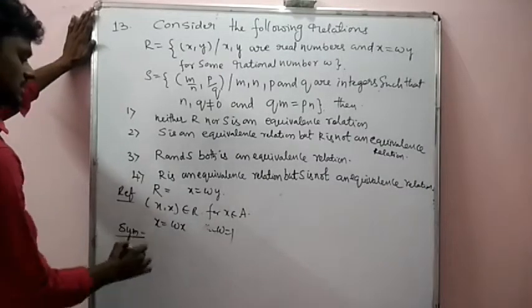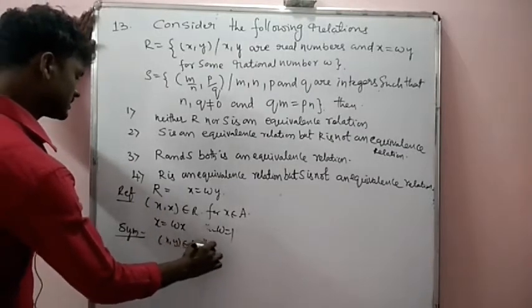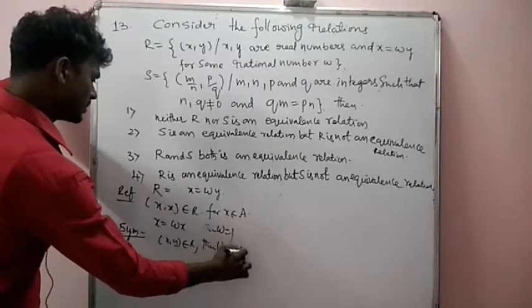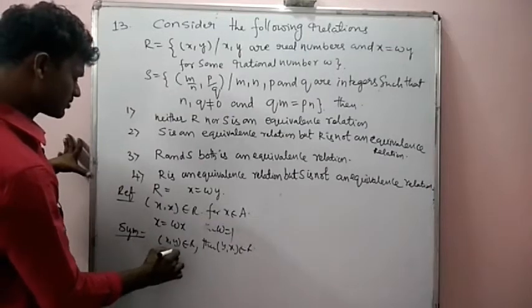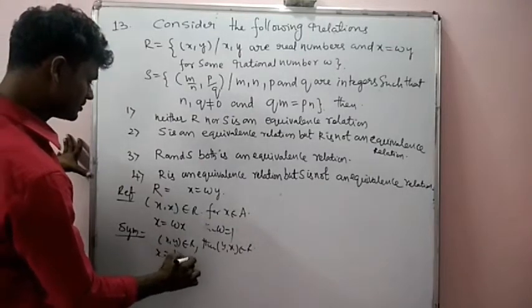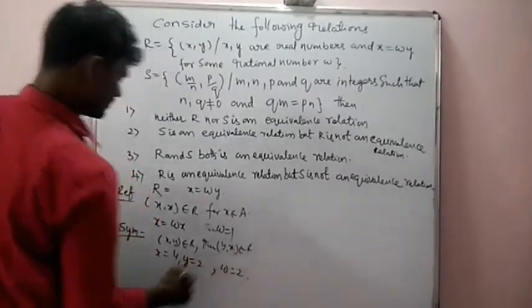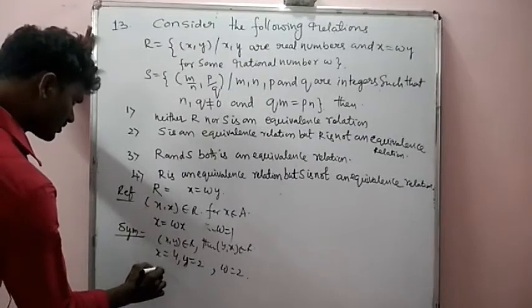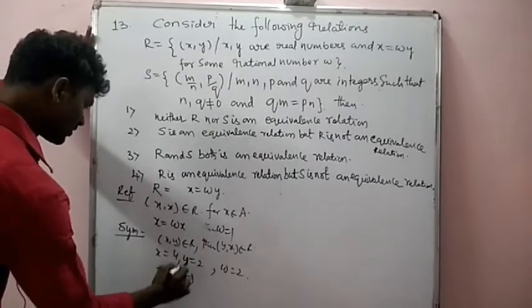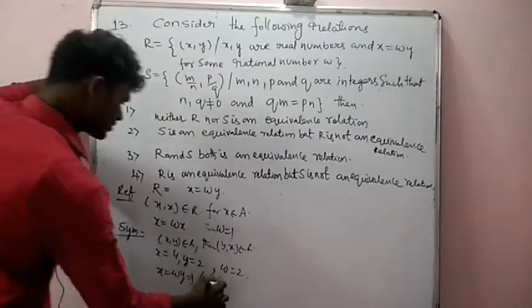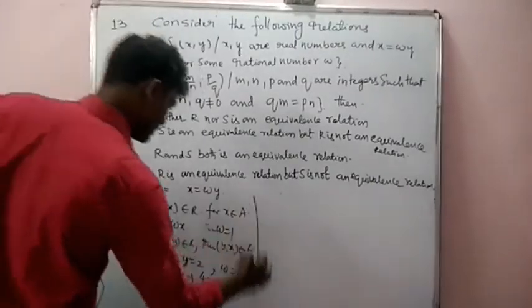Next, symmetry we have to check. It means that if (x, y) belongs to R, then (y, x) belongs to R. We have to check whether this is possible. Take x = 4 and y = 2, and take ω also as 2. Then x = ωy: ω is 2 and y is 2, so 2 into 2 is 4. 4 is equal to 4.